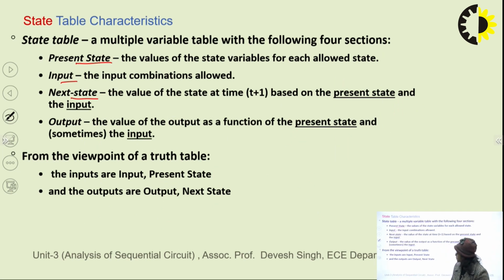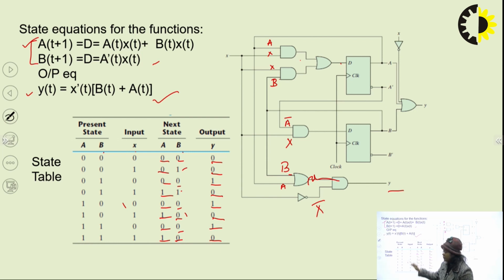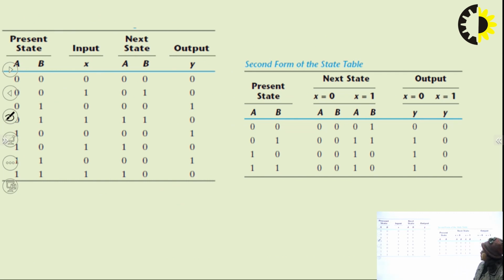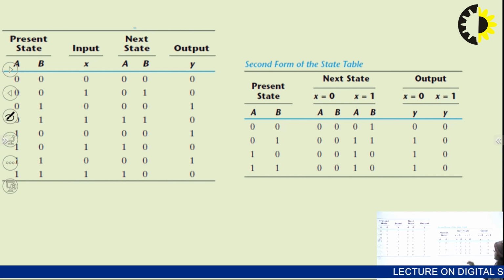From the viewpoint of a truth table, the inputs are the input and present state, and the outputs are the output and next state. As we can see here, the inputs are the present state and input, and the outputs are the next state and output. So, we can redraw this table in another form that makes the state diagram easier: present state, next state when input is 0 and next state when input is 1. Similarly, output when input is 0 and output when input is 1.